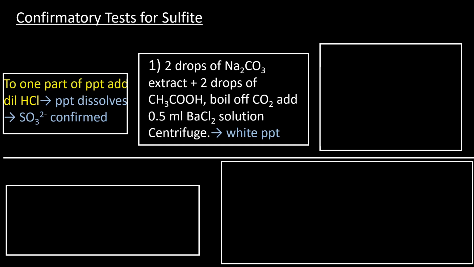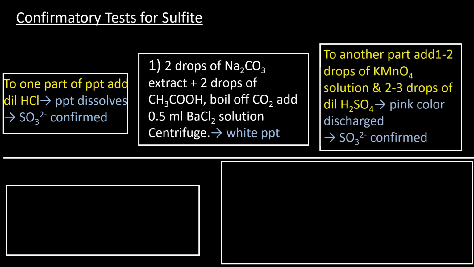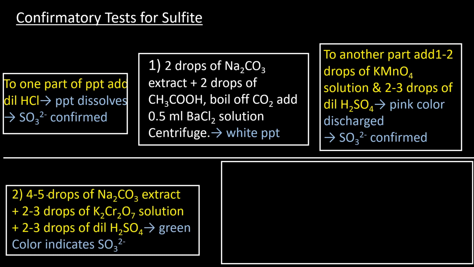Now to one part of the precipitate, add hydrochloric acid. If the precipitate dissolves, then it is sulfite. Another part, you add potassium permanganate and a few drops of sulfuric acid. The pink color discharge indicates the sulfite. Then you take the sodium carbonate extract and add a few drops of potassium dichromate and 2-3 drops of sulfuric acid. If you get the green coloration, that indicates the sulfite.